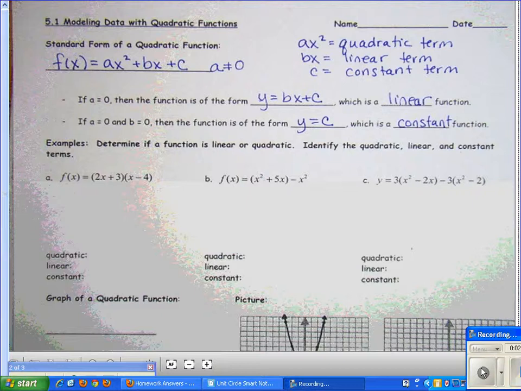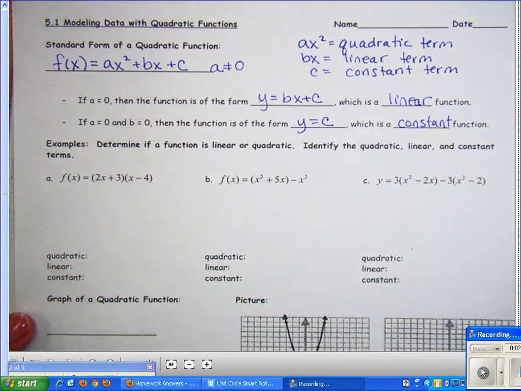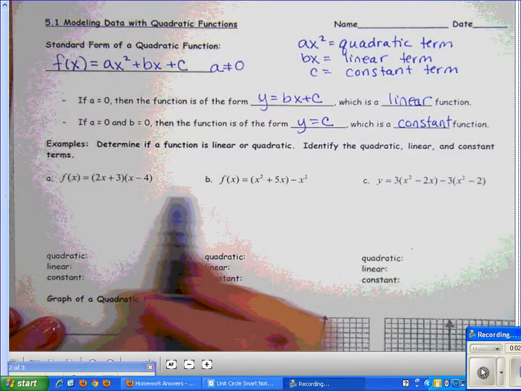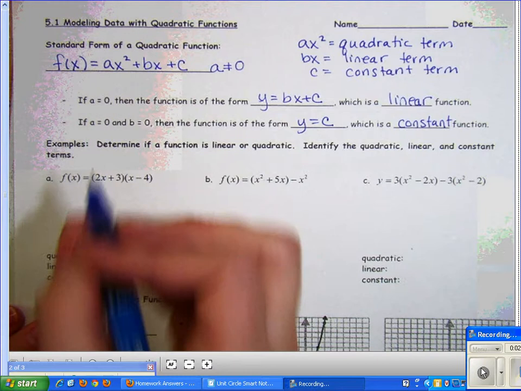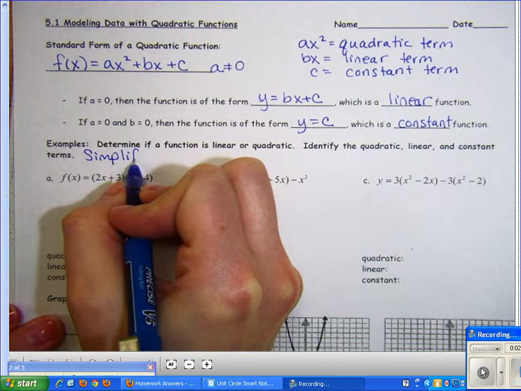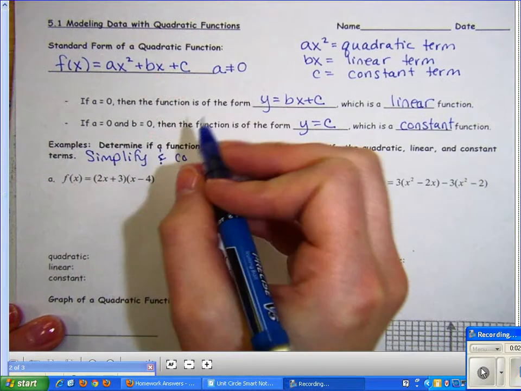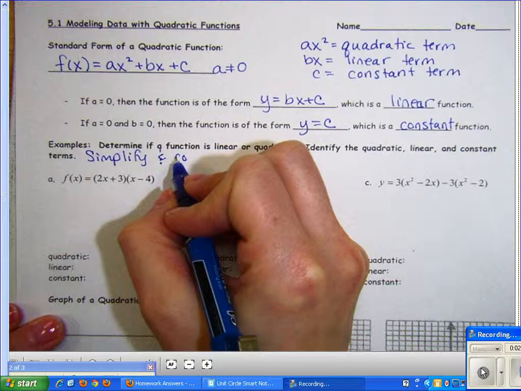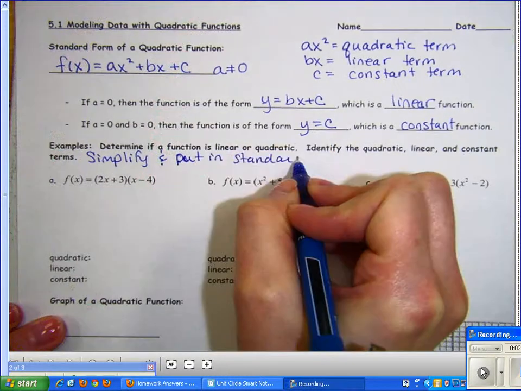Now, the next thing we need to be able to do is determine if a function is a linear or a quadratic. Identify the linear, quadratic, and constant terms. When you're doing this, the first thing you have to do is put it in standard form. So you need to simplify and combine like terms, or write in standard form. Simplify and put in standard form.